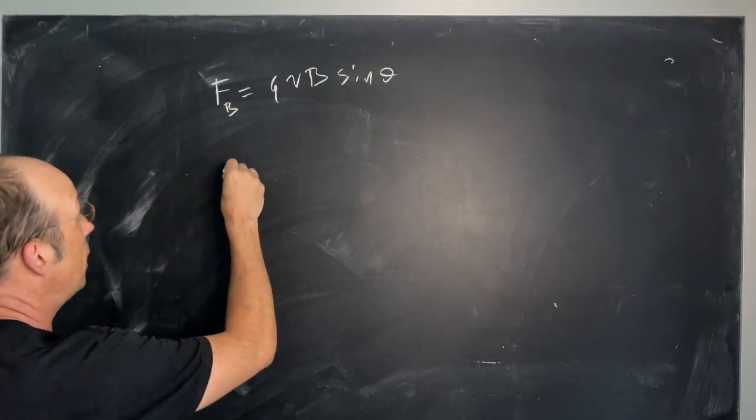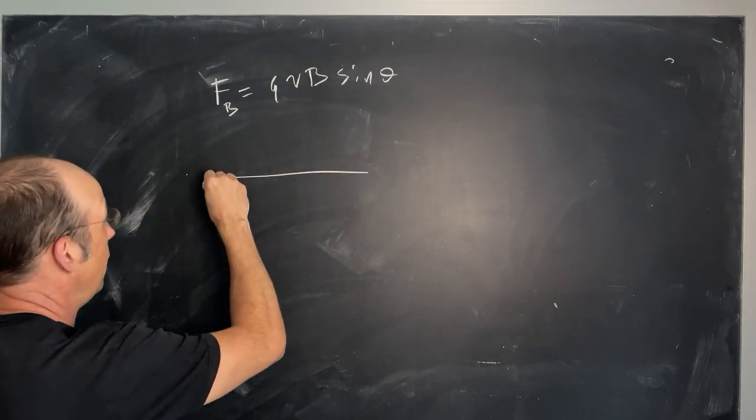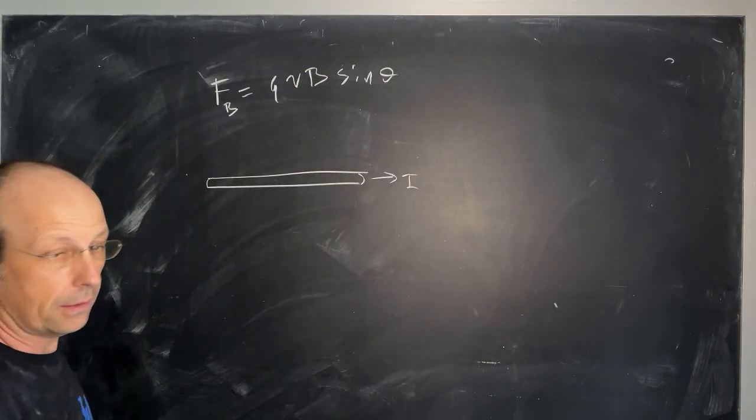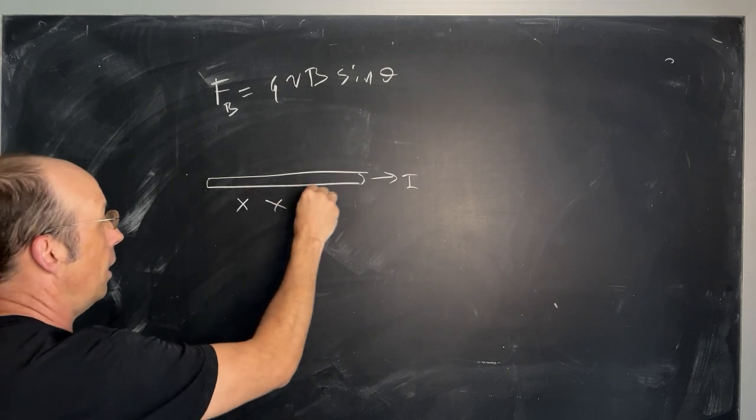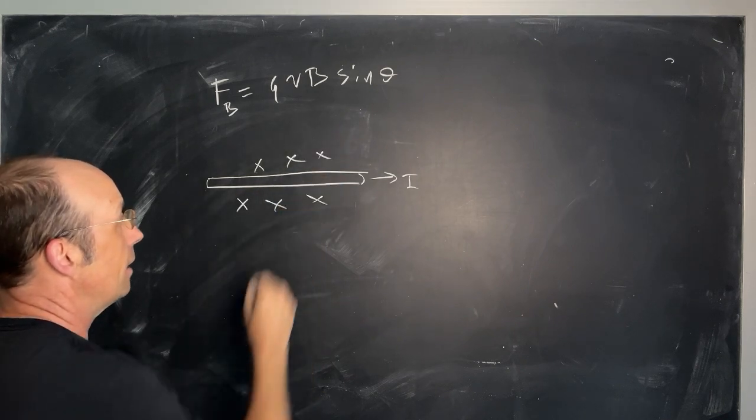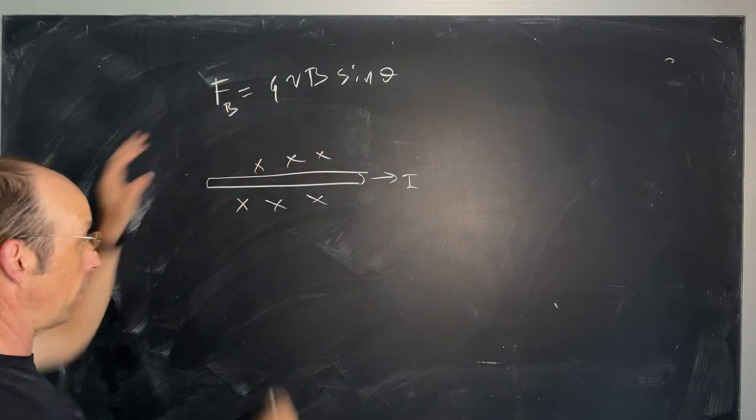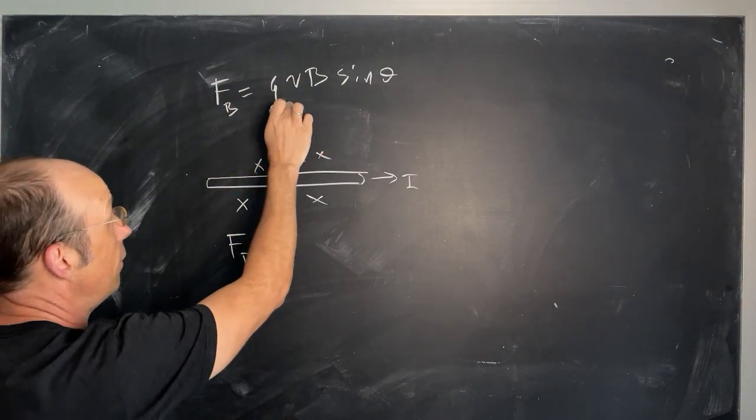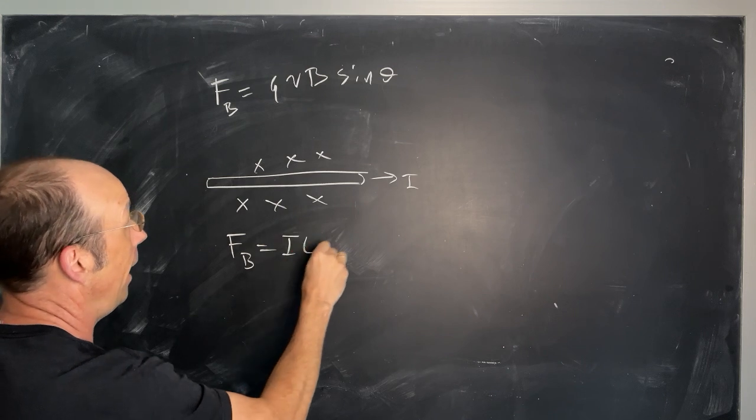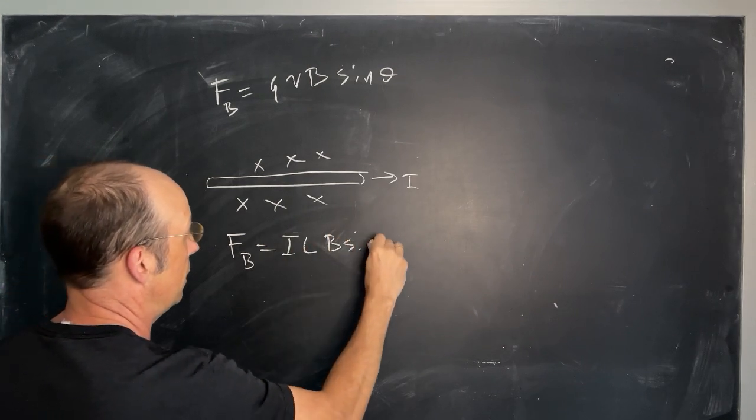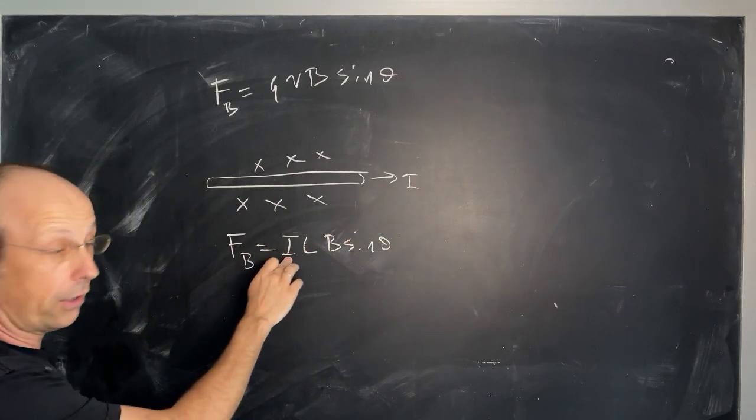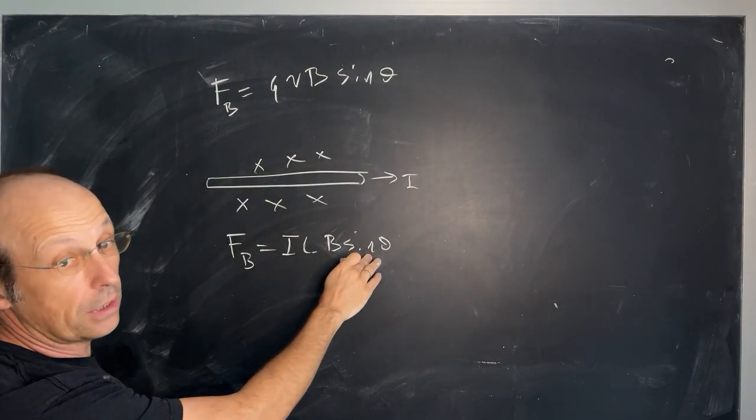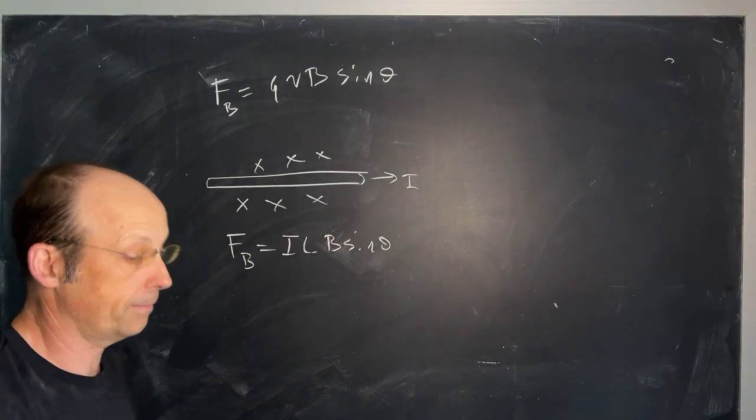Okay. But what if, instead of qv, I have a wire with a current I, and I apply a magnetic field over there? I can make this a force on this wire, and the force on a wire carrying current is also a magnetic force, but instead of qv, I get ILB sine theta. So that's the current in the wire, the length of the wire, the magnetic field, and again, we're looking at the angle between the direction of the current and the magnetic field.